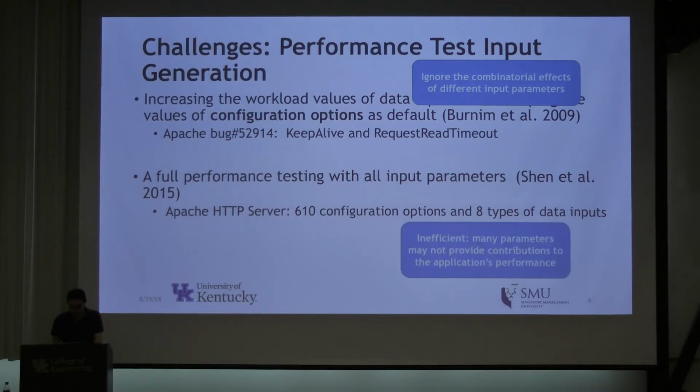For the second method, the problem is that the number of test inputs generated from the extensive method can be inefficient, because many of the parameters may just not be relevant to the performance of the application. For instance, in Apache Server, we have more than 600 configurations and 8 other types of data inputs. The combination of these parameters can go well beyond millions, and many of which are not relevant to performance issues.